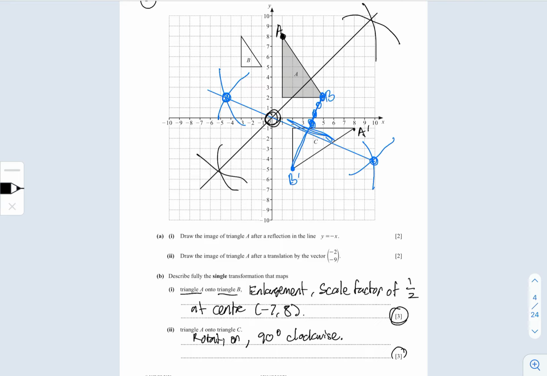The point where the 2 lines intersect is the center of rotation. So here, the center of rotation is 0, 0. Therefore, the final answer for 2B part 2 is rotation 90 degrees clockwise at center 0, 0. And that's your final answer. Now let's move on to question 3.